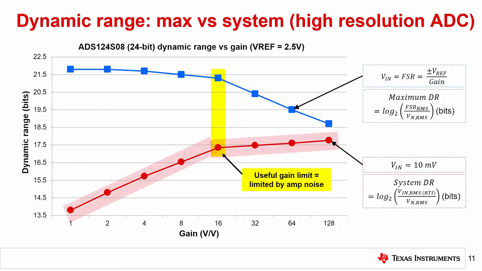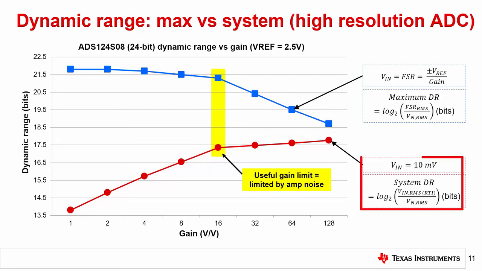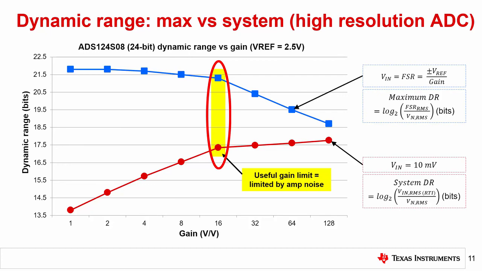The red line represents the system dynamic range performance versus gain when applying a 10 millivolt signal to the ADC. The dynamic range equation used to plot this line is shown in the bottom right. Similar to the plot on the last slide, the system dynamic range trends towards the maximum dynamic range as the gain increases, reiterating that applying gain to your system can reduce noise and improve dynamic range for both lower and higher resolution systems. However, note that the system dynamic range performance begins to flatten at a gain of 16, similar to the inflection point on the blue plot.